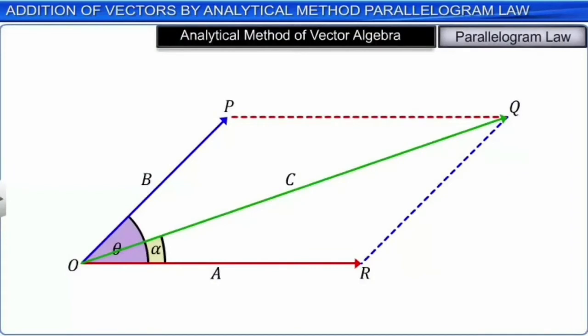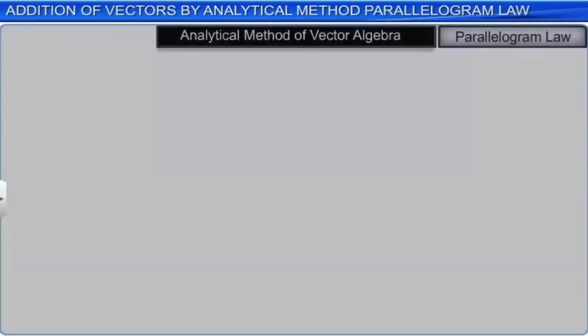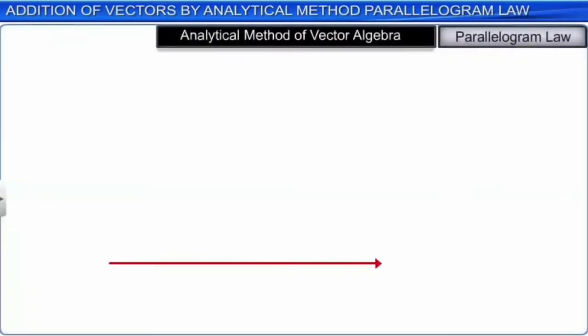Now we will discuss how to find the resultant of two vectors. We have two vectors, vector A and vector B. Here A is the magnitude of vector A and B is the magnitude of vector B. The common point of the two vectors is O, and the two vectors are inclined at an angle theta. That is, the angle between the two vectors is theta.